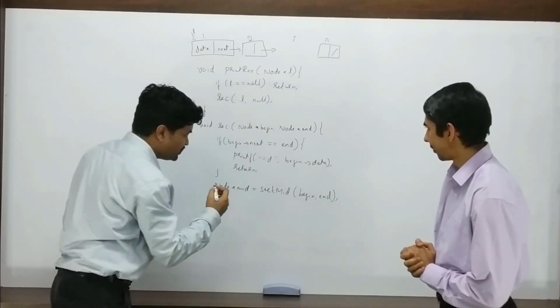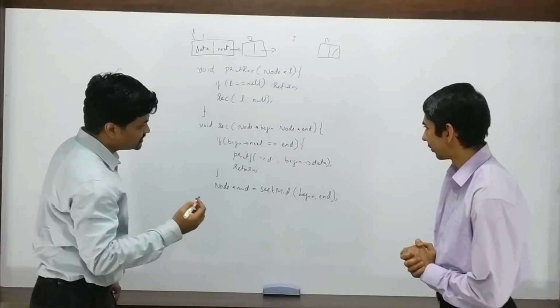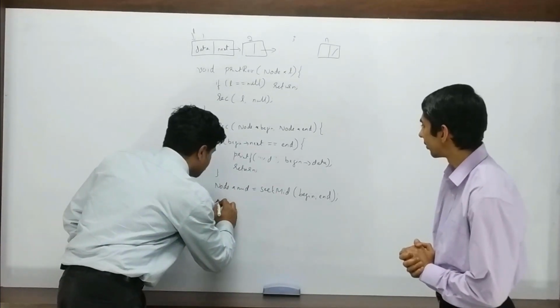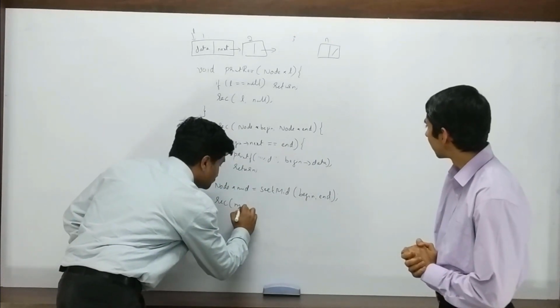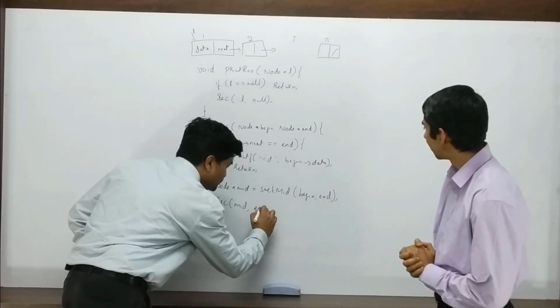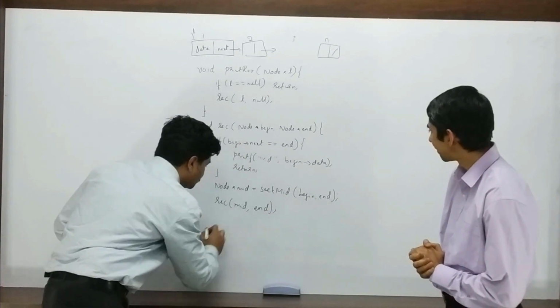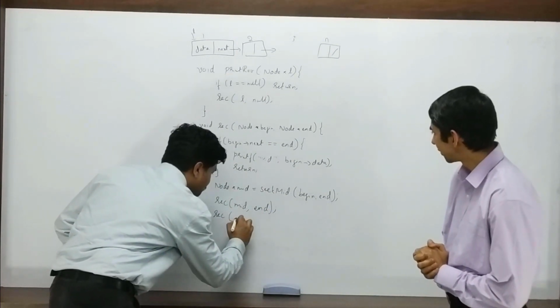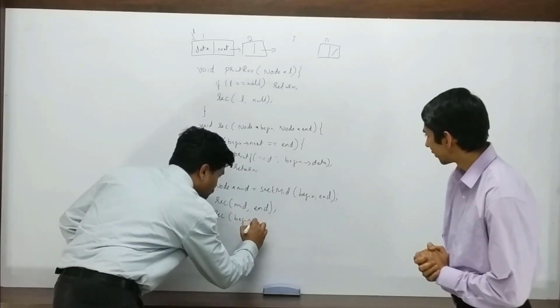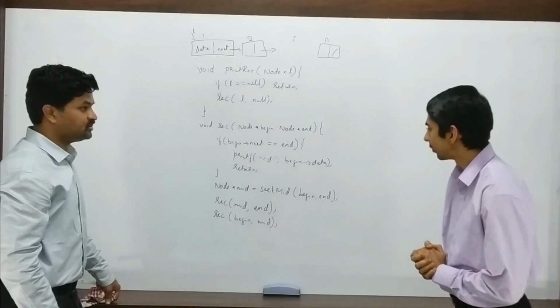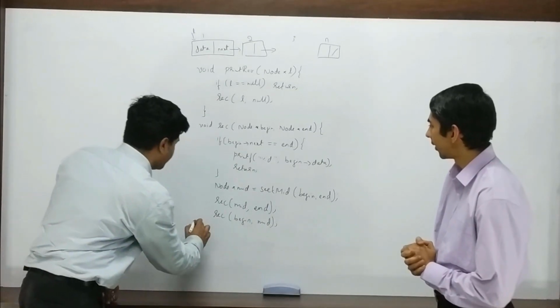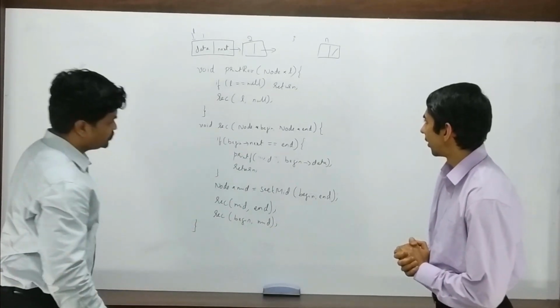So I'm going to print the second part of the list first. So the recursive call with mid as the beginning of the second list, and end remains as it is. Okay. And after this, I'm going to recursively call begin with mid as the node or the pointer after the last node in the sublist. Okay. So this should do the job.